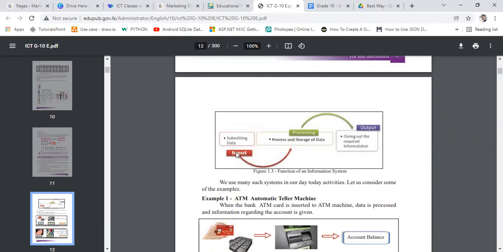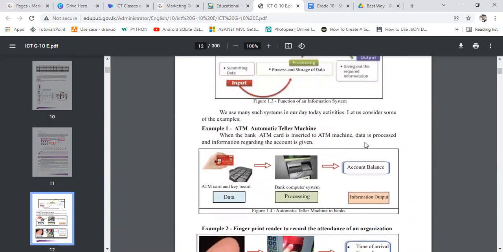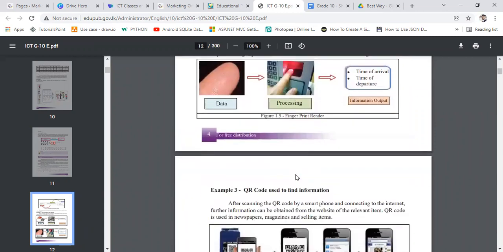Okay, as I said before, we need data to produce information. So we are giving that as input to the information system. We are feeding this data as input, and it will be processed, and we will get an output that will be actually information. Okay, that's how it works. So there are so many information systems. They have mentioned examples, ATM and all. There are so many things.